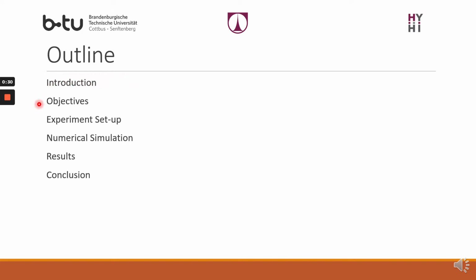Then I will present the objectives of this work. After that, I will present the experiment and its setup, as well as the definition of the numerical simulation. Then, I will be presenting the results of the two approaches, comparing between them, and finally, I conclude the outcomes of this work.